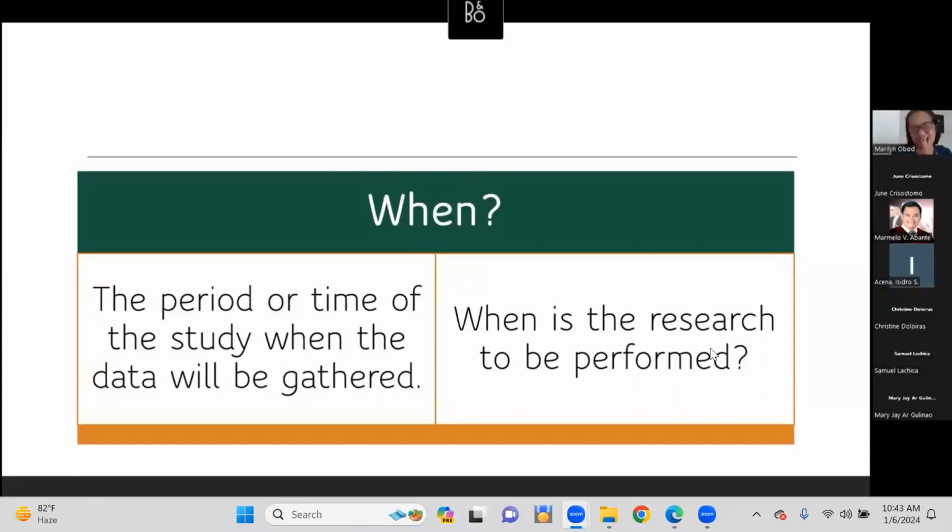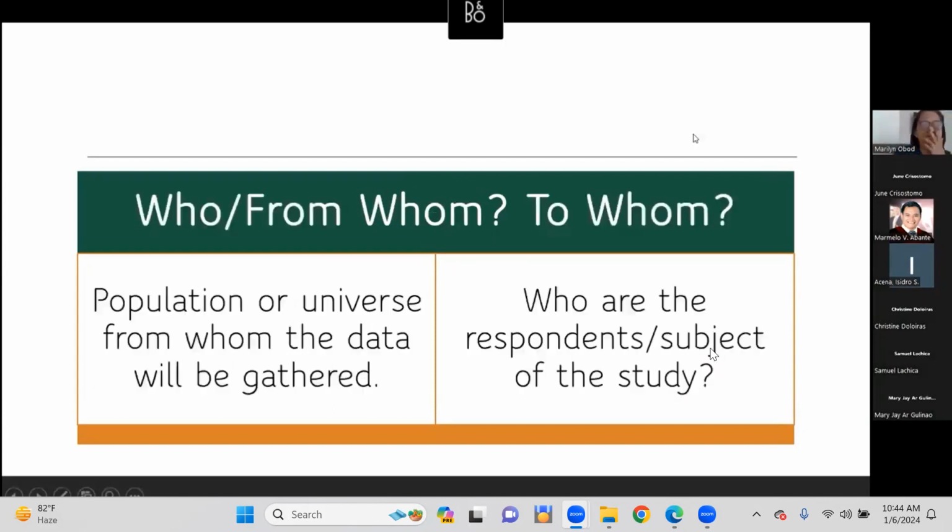Okay? Sa mga teachers, madali yan. During the school year, ganito. So for you, my dear MBA students, you have to specify when is the research to be performed, especially yung gathering of data. Okay po? Who, from whom, and to whom. Ayan. And consider that we have the population or universe, the whole population. But since we cannot reach everybody who is involved in our study, we will just be getting some representatives, or that's what we call sample. Sample is taken from the population. Okay, and doing that is allowed in research because of the limited time, okay, limited resources, ano pa.